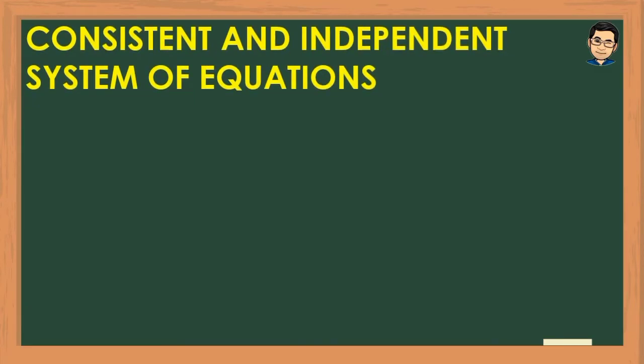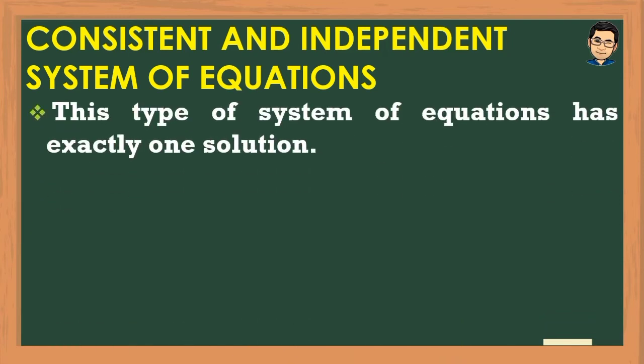So, para mas maintindihan nyo yung mga figures na pinakita ko kanina, isa-isahin natin sila. So, yung first system of equations natin is consistent and independent. So, kailan magiging consistent and independent yung system of equations? First, kapag exactly one solution. Okay. So, kapag isa lang yung intersection point nila.